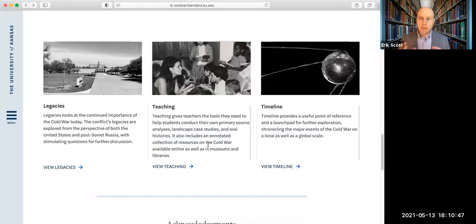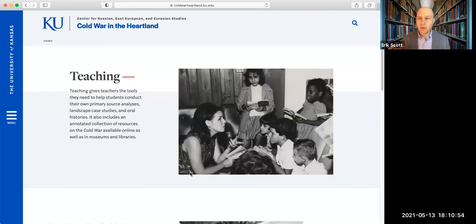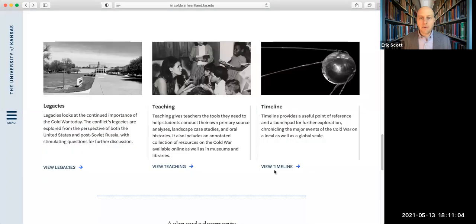Finally, we have some things specifically for teachers, maybe not only for teachers, but some teaching resources available if teachers want to work with their students to help them do their own oral histories, case studies, primary source analyses. And finally, we have a timeline.